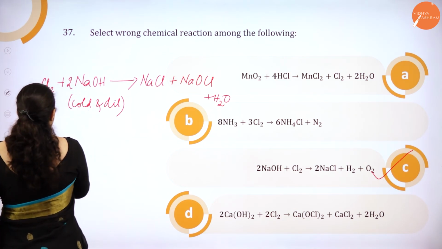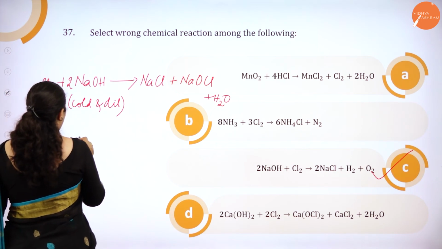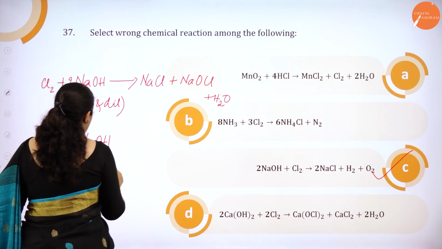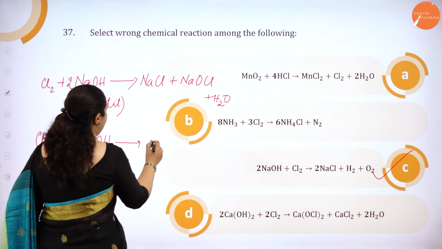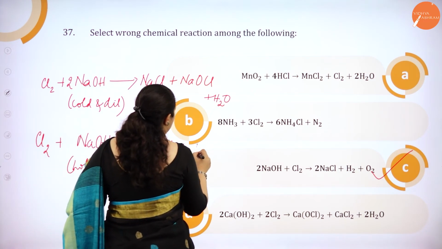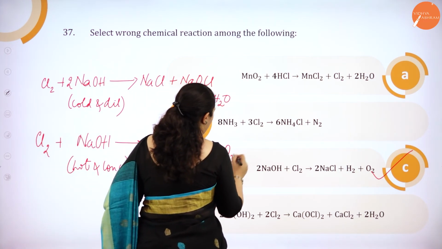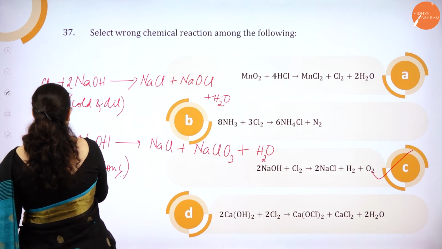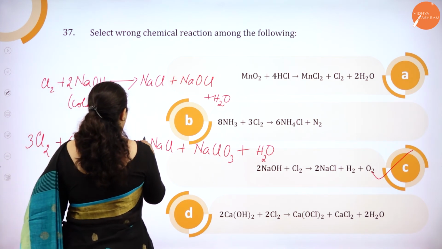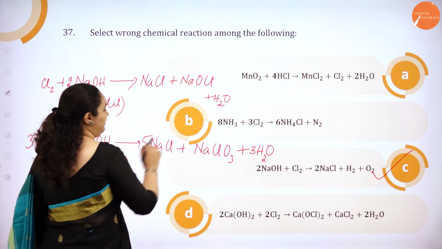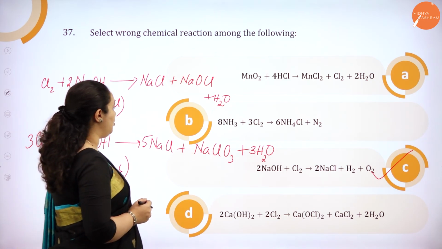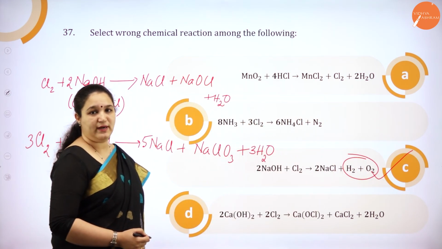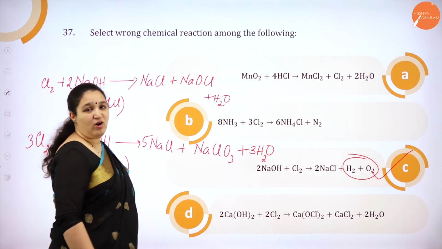Now there is one more reaction here. Excess of chlorine and you have sodium hydroxide which is hot and concentrated. Then you will get NaCl plus NaClO3 plus H2O, and here the balancing is 3, 6, then you have 5 and 3. Okay, but in both the reactions you observe, do we have hydrogen and oxygen which is getting liberated? No, it is not getting liberated. That is the reason that's the wrong option.